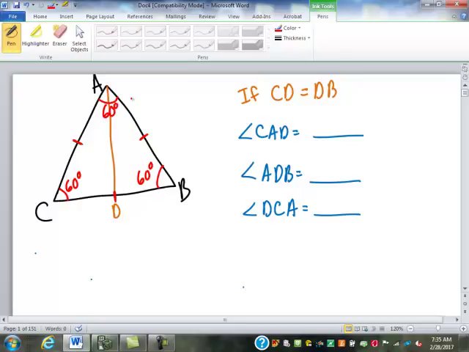Now that we know that, we are told here CD, which is this piece, equals DB, which is this piece. Which means that this line here that goes from A to D is a median. It cuts that opposite side in half.